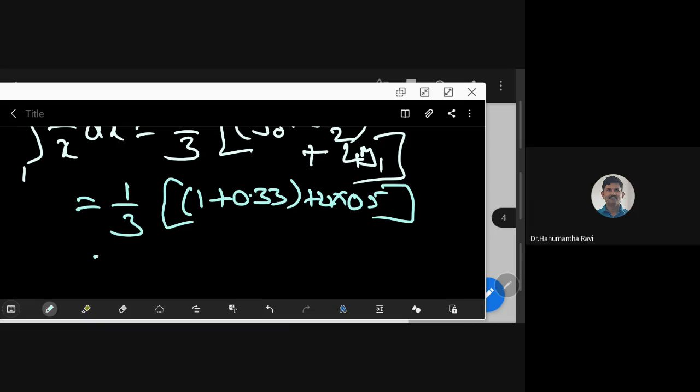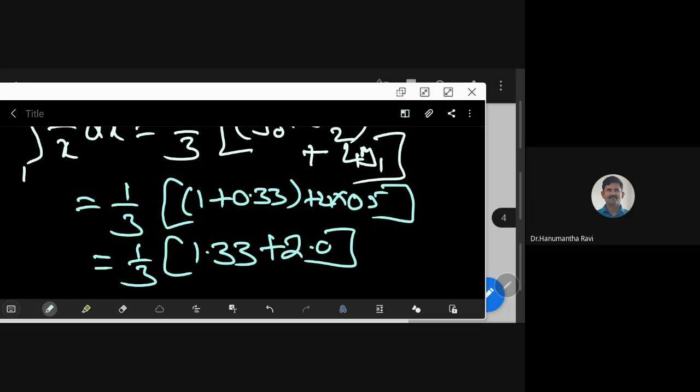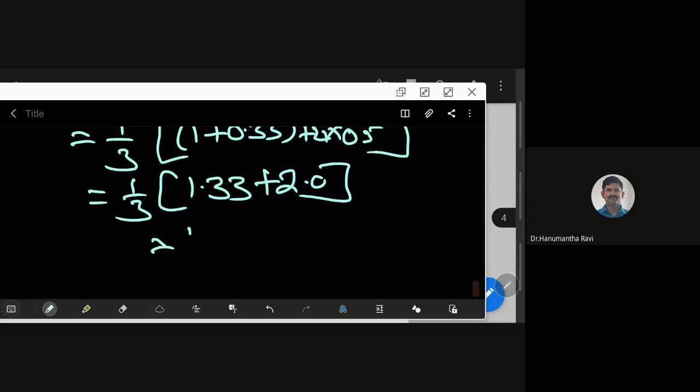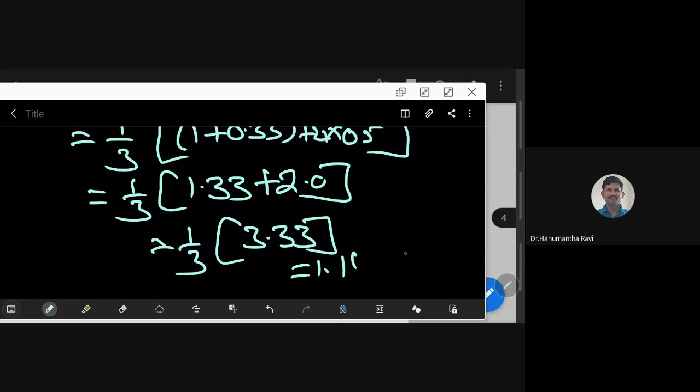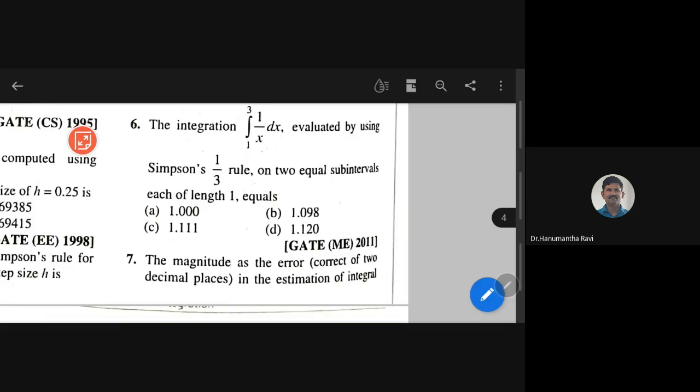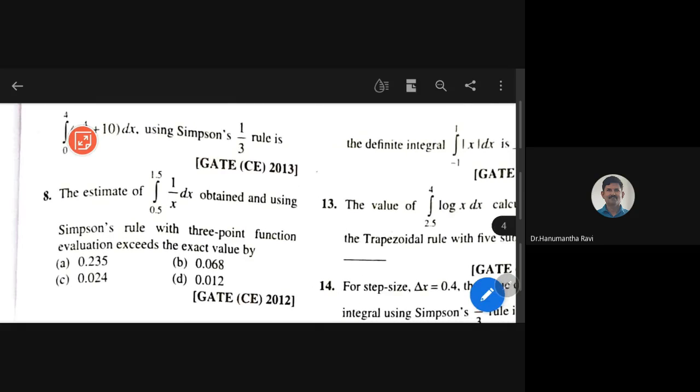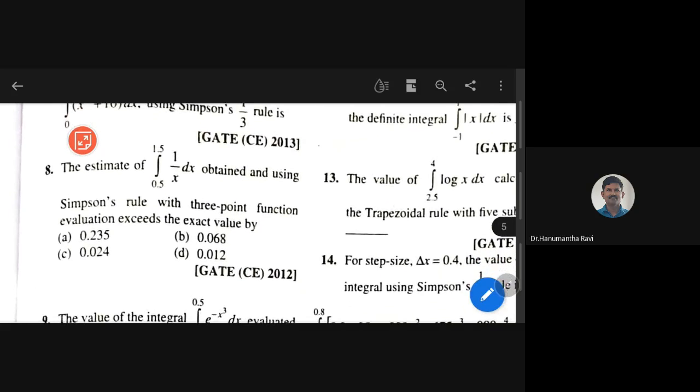So this is 1 by 3 into 1.33 plus 2.0. So this is coming as 1 by 3 into 3.33, 1.11. So I hope that answer will be there. Yeah, right. It is C. C is the answer. Okay. Then similar problems, try to do most of the problems.